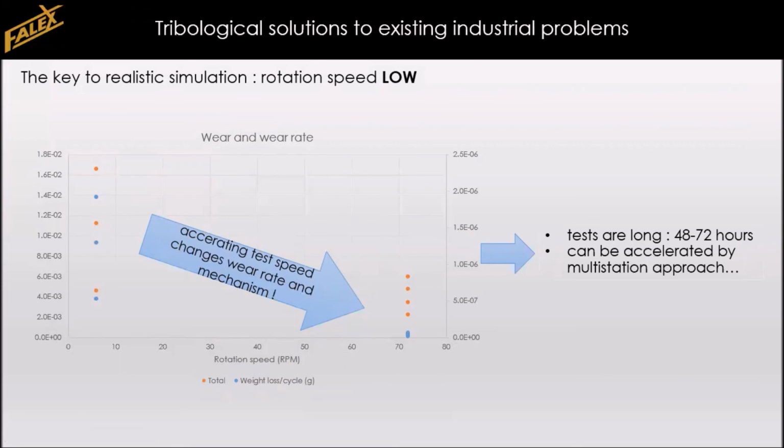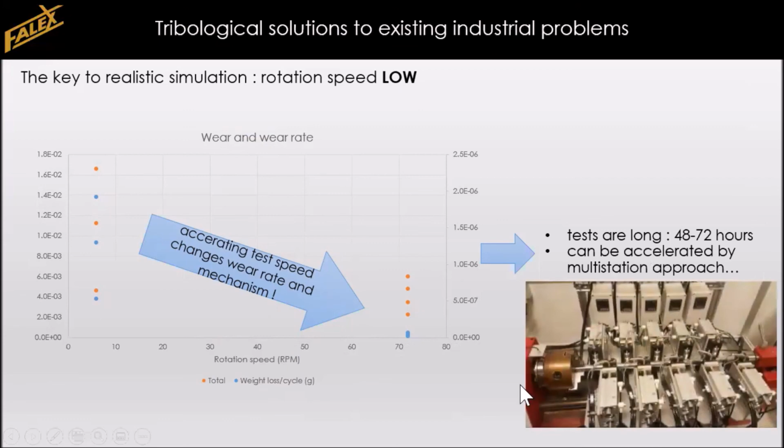We need to run for 48 up to 72 hours of wear tests. And this is, of course, making the test project progressing rather slowly. In principle, this could be accelerated by using a multi-station approach.